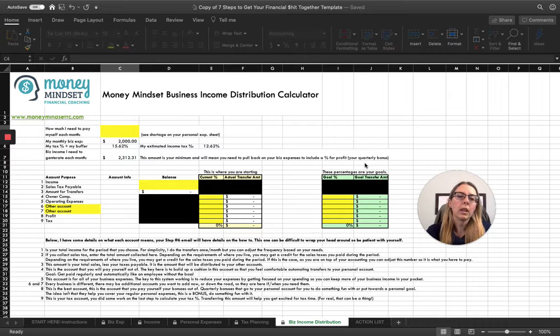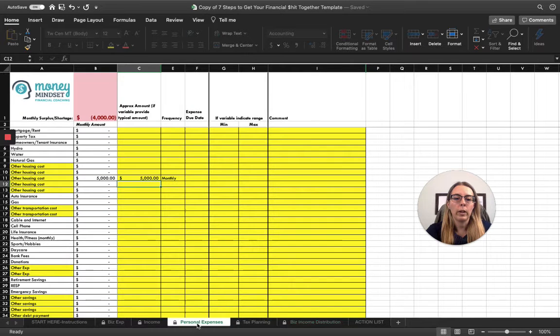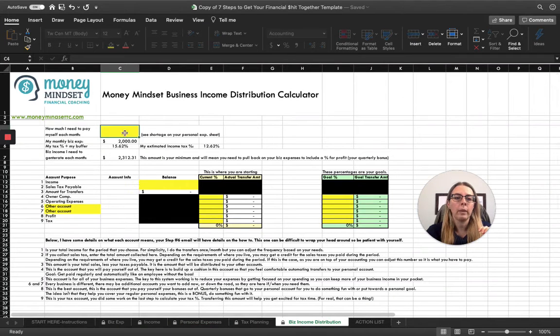So, the first cell that it's looking for information for is this cell at the top. So how much I need to pay myself each month. So what do you need to be able to pull from your business each month to cover your personal expenses? So we're going to click back to this personal expense tab, and we are going to see that there is a shortage. So it's in red, so we can see it's a shortage of $4,000 every month. So back to the business income distribution tab. You want to pay yourself $4,000 each month to cover your personal expenses.